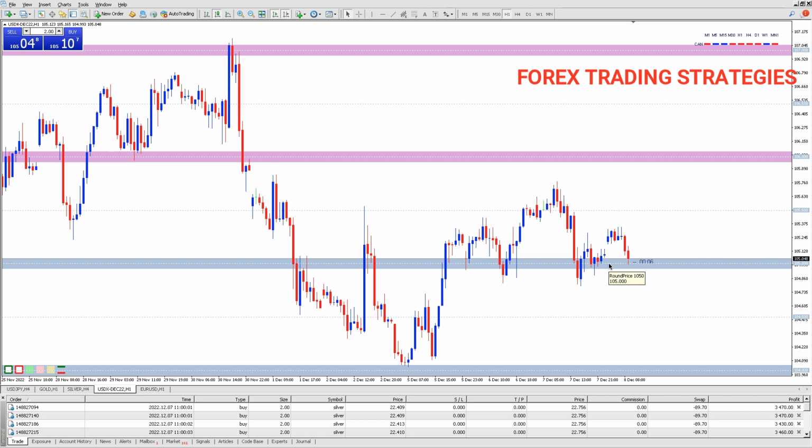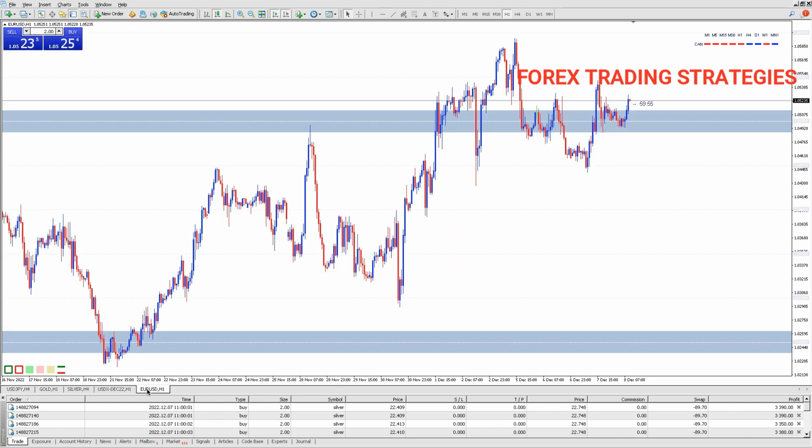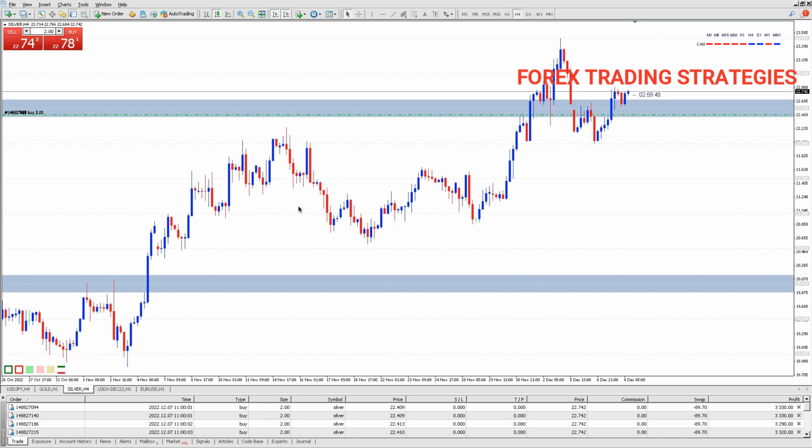If I anticipate the dollar index is going to go up, then I can start with my Euro USD, look for opportunities for sales. Go to my silver. I love silver. I trade gold. I trade Euro USD, I trade USD JPY, sometimes I do trade GBP USD, but I love trading silver. The pip value for silver, it's amazing.